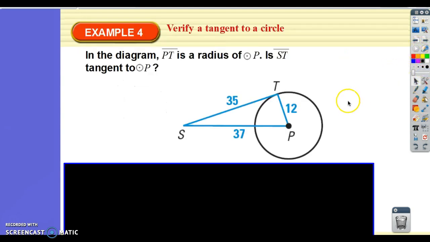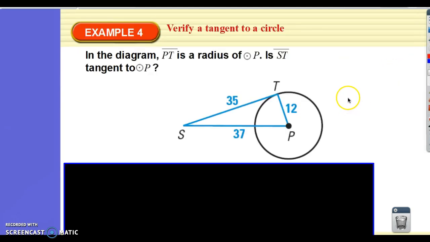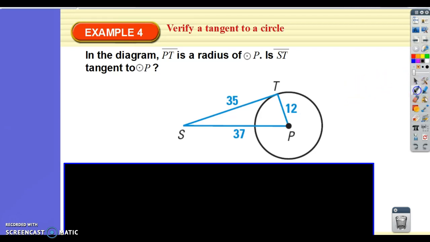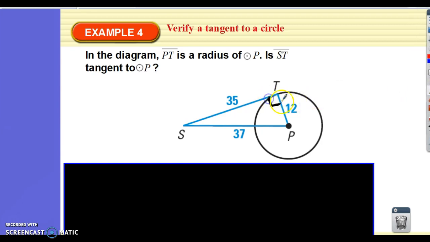In the diagram, segment PT is a radius of circle P. Is ST tangent to circle P? Well, if it's tangent, then this would be 90 degrees. But if it's not tangent, then it's not 90. So let's check and see whether or not this is 90. We're going to use the Pythagorean theorem. A squared plus B squared must equal C squared if this is 90 degrees. Let's see if that works.